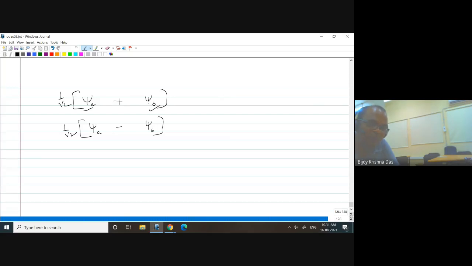For example, in quantum mechanics, for band structure evaluation in solid state physics, they use a special name: linear combination of atomic orbitals. Linear combination of atomic orbitals.